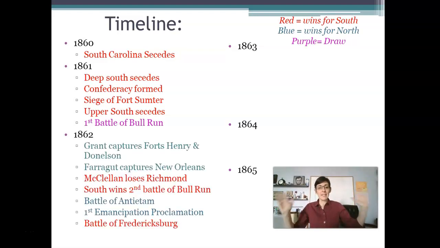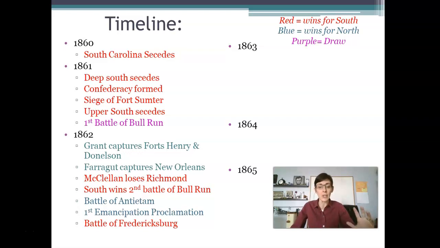All right, that brings us into 1862. So the Union is evening out a bit, but still, there are significant gains for the Confederacy here. So Grant captures Fort Henry and Donelson. Farragut captures New Orleans, right? But McClellan ends up losing Richmond, all right? He made some bad calculations and he lost Richmond.